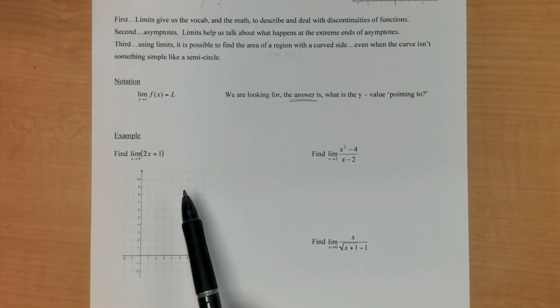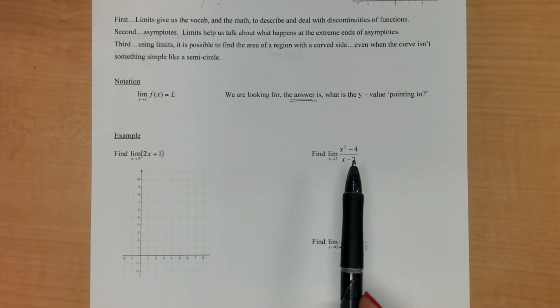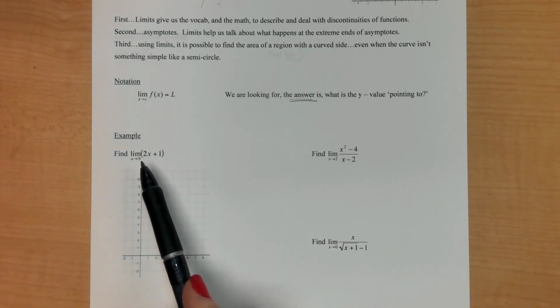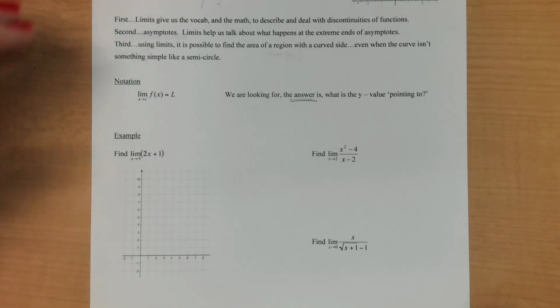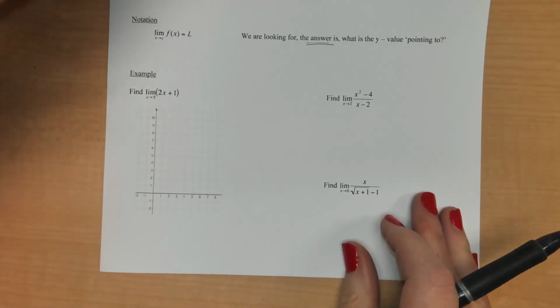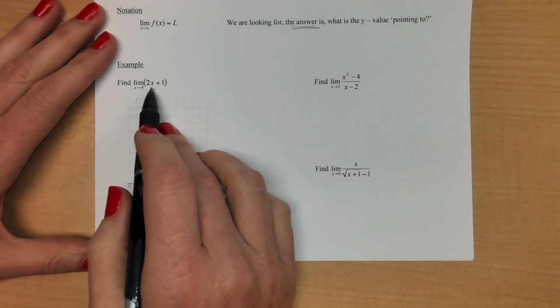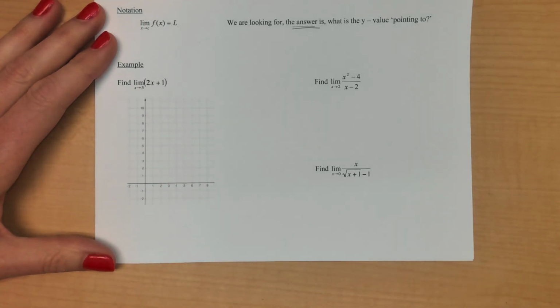And I'm going to show you some visuals on that. We're going to look at some graphs and tables to talk about approaching. But it's all about approaching this x value. So the first example we're just going to dive into is the limit as x approaches 5 of 2x plus 1. This is a function we have used before.